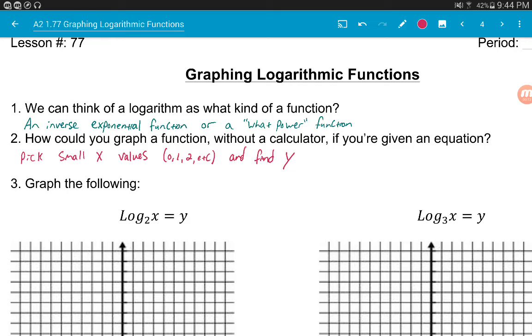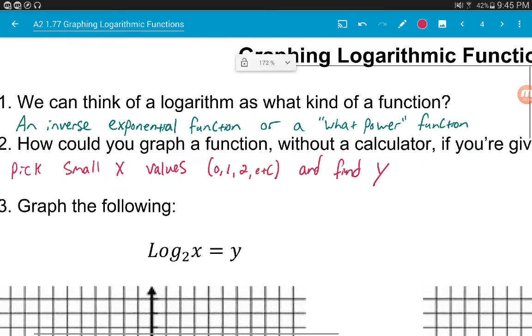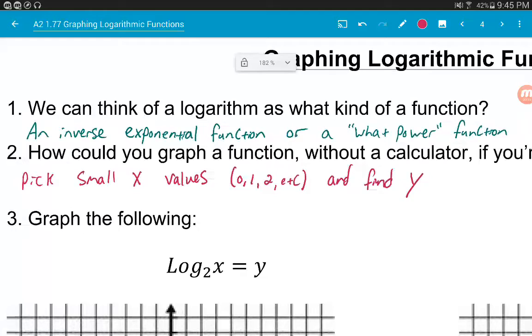We can think of a logarithm as what kind of a function? Well, we can think of it in two ways. A logarithm is an inverse exponential function, or you could also think of it as a what power function. You could refer back to an old lesson to see what I mean by this. There's a lesson called that.